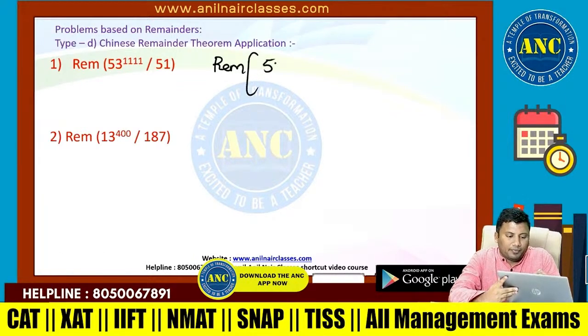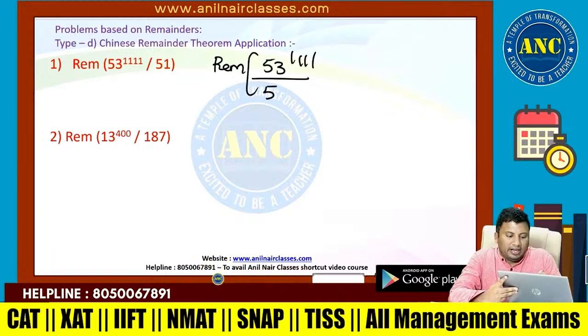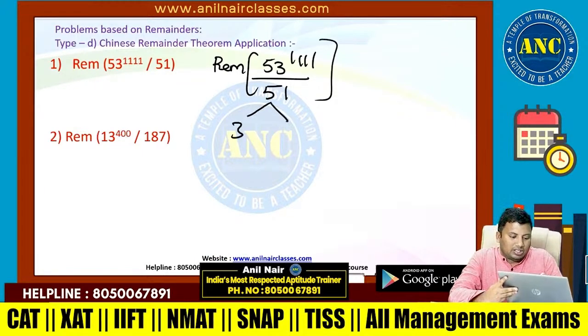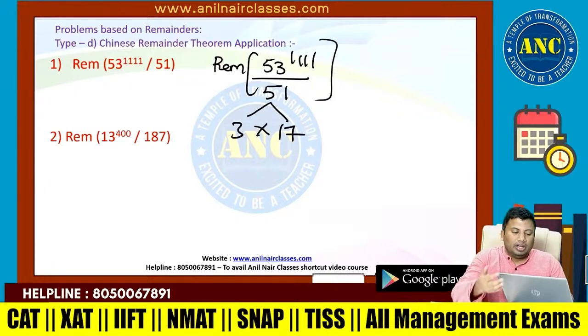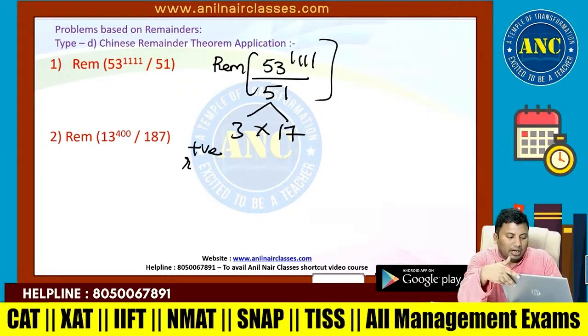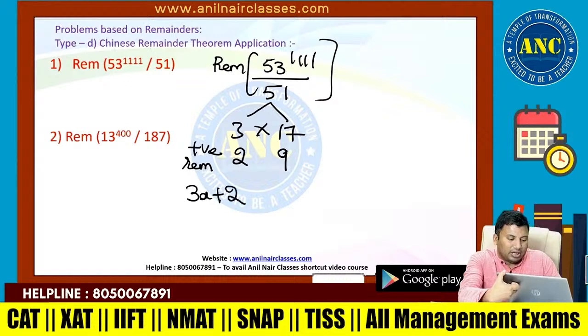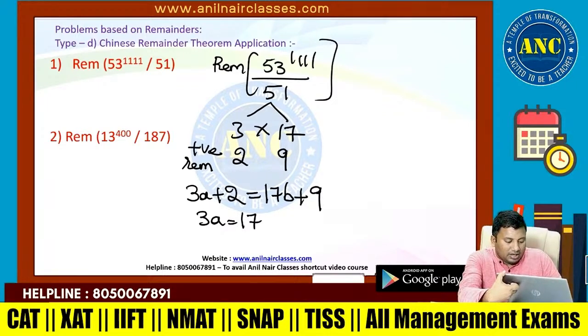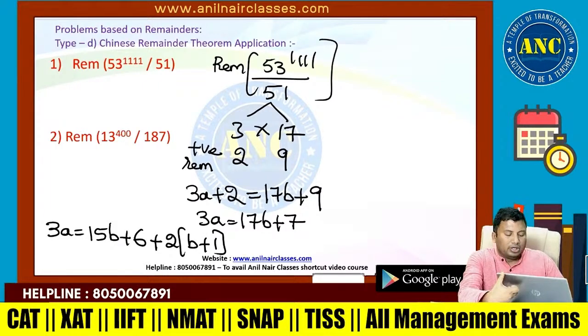53 power 11111 divided by 51. 51 is 3 into 17. So positive remainder will be 2 and it will be 9. A number when divided by 3 gives a remainder 2. A number when divided by 17 gives a remainder 9. So 3a is equivalent to 17b plus 9. 3a is equivalent to 15b plus 6 plus 2 into b plus 1.